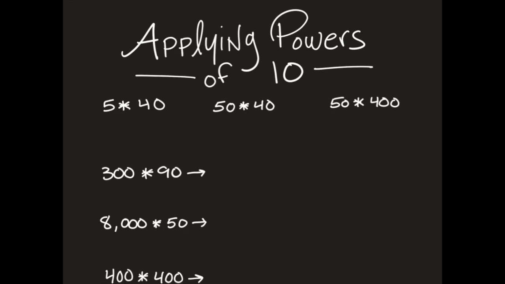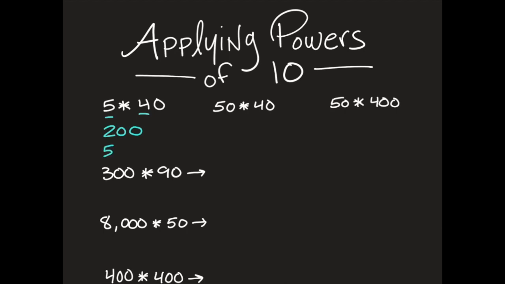Okay, so now that we're familiar with powers of 10, we are going to apply these powers of 10. For the first one, if I did 5 times 40, really what I'm doing is 5 times 4, which equals 20, and then I'm taking that 0 because I'm in the tens place right there and adding on my 0 on the end.